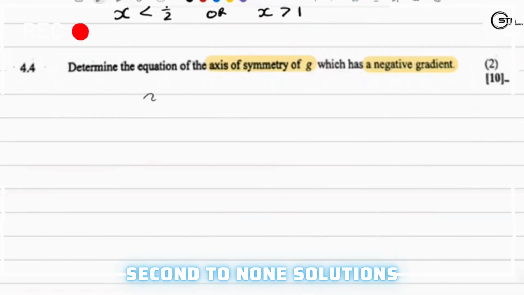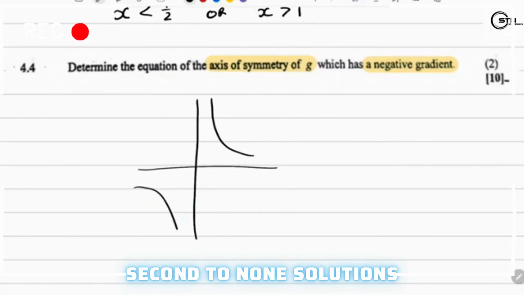Axis of symmetry, we have to think about it like this. Okay, so you see a hyperbola. If you have a hyperbola, whether it is the one with a positive a value or negative a value, does not matter. It will have two axes of symmetry. It first has the positive one, and the equation of that you just need to remember.